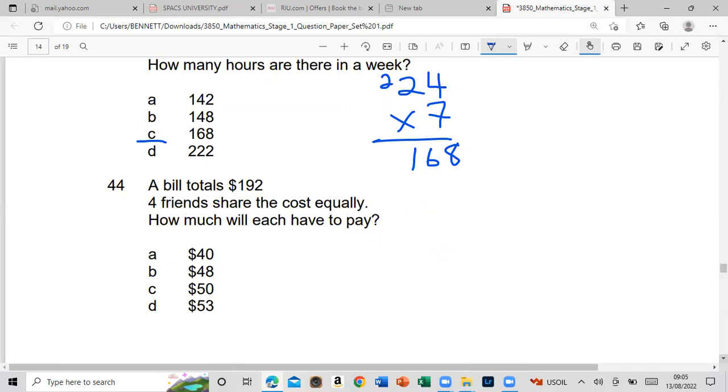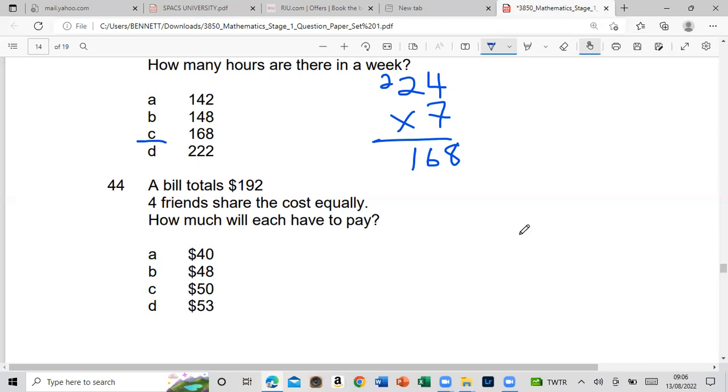Sir, $48. All right. What about the others? You agree with that? Everyone agree? Or are you still working on it? Or disagree? Oh, you got 48. Sir, I divided 4 into 192. Very good.